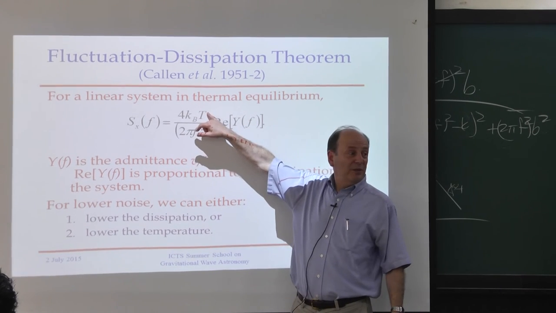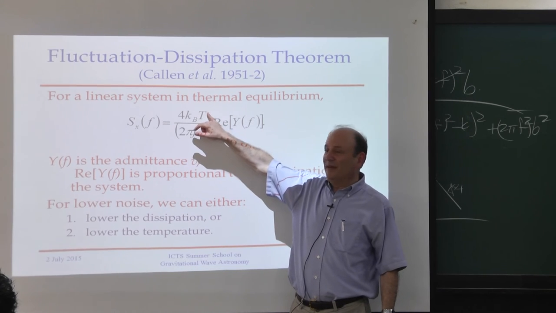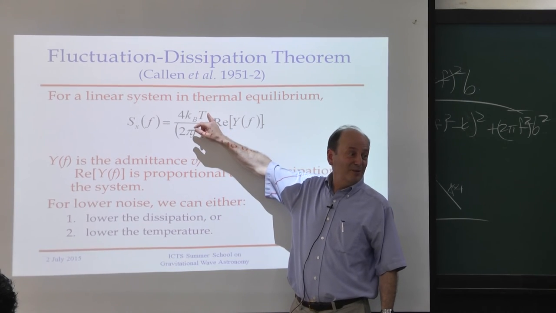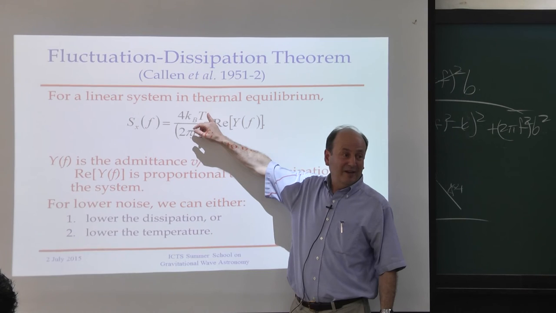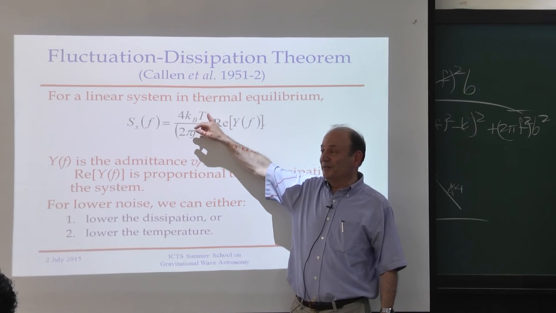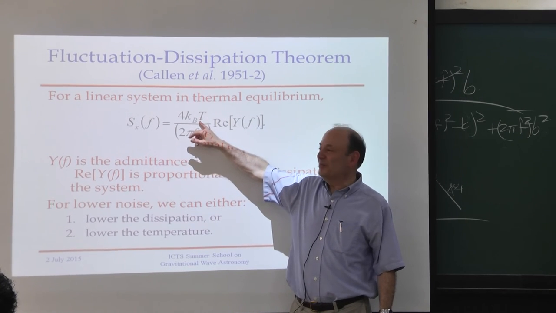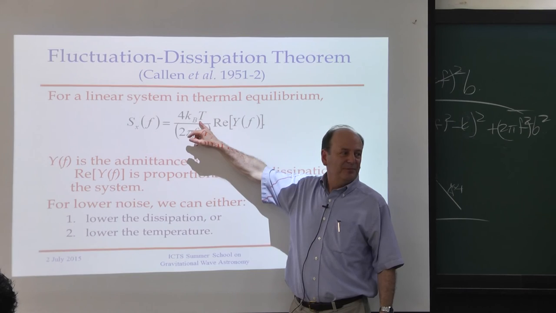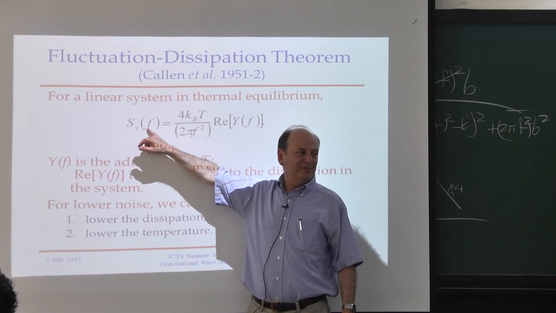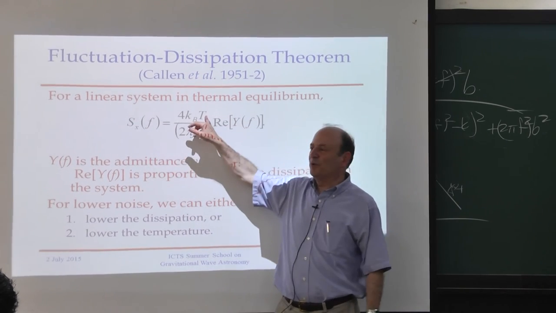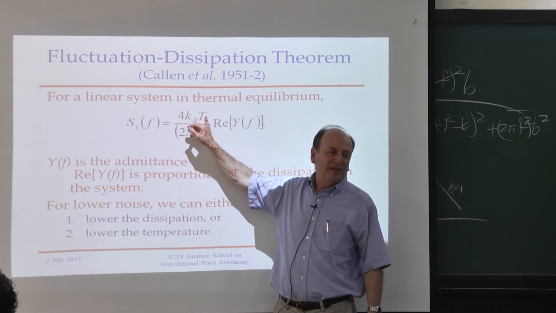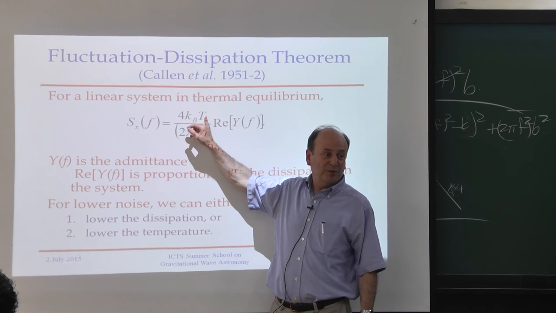Maybe what you ought to do is lower the temperature, okay? And in fact, the Kagra interferometer that's being put together in Japan right now is following that strategy. However, let me critique that strategy. This is a power spectrum. The power spectrum is proportional to 1 power of T. Or the amplitude spectral density is proportional to the square root of T.